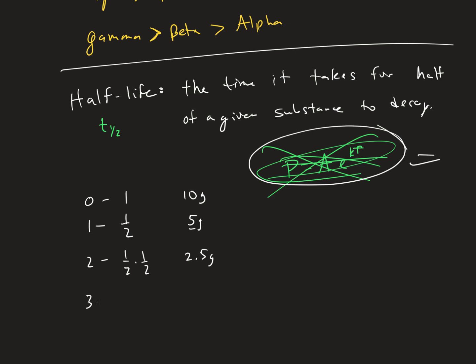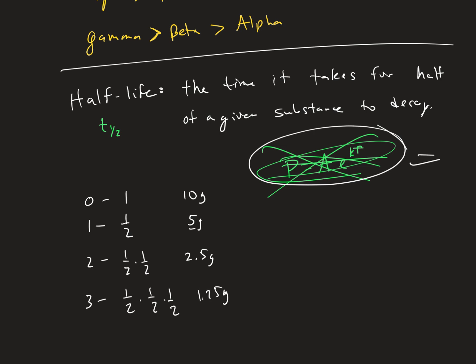And then after 3 half-lives, it's half of half of half. It's like the probability of getting heads 3 times in a row. Is it just half? Is it just 50%? No, it's 50% of 50% of 50%, right? And so the amount goes down the more half-lives happen. So it's going to be 1.25 grams.